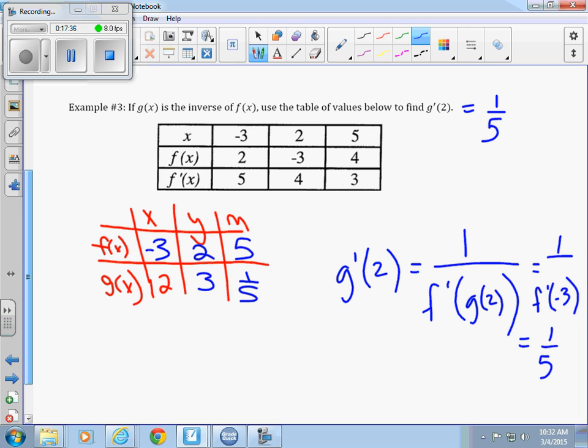What do you think the most common answer on the AP test is on this problem? 4 or a 4th? That's the most common mistake people make. They look here because of the 2, but since it's an inverse, the 2 is a y value. Again, to me, the table makes so much more sense.